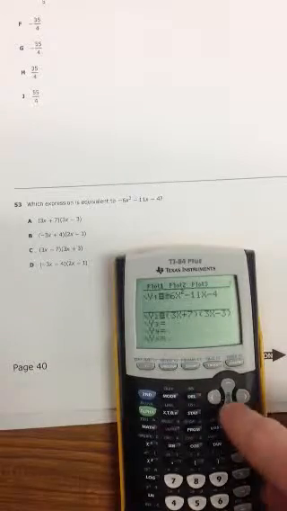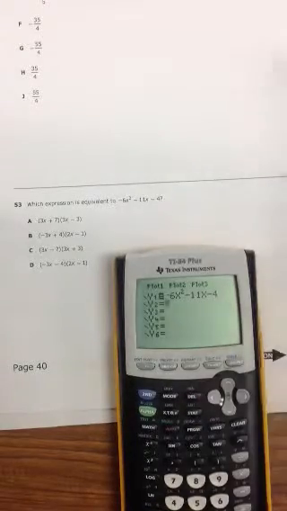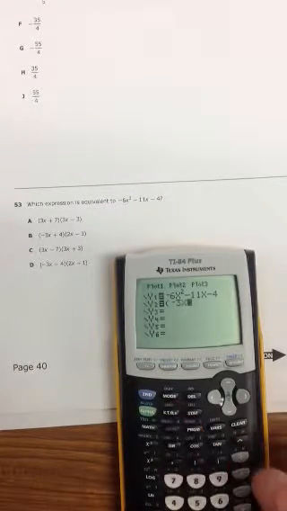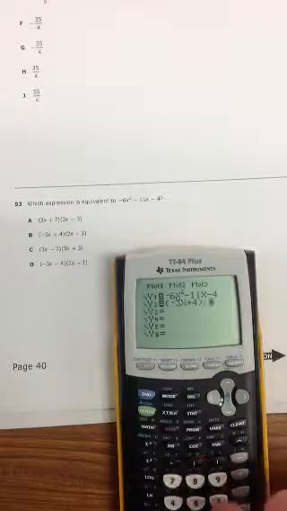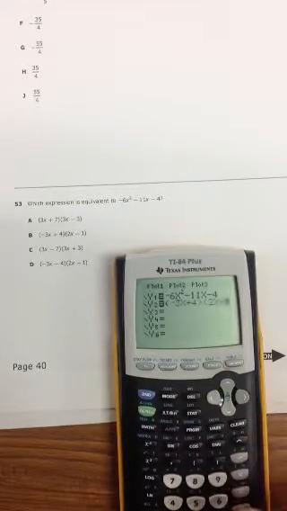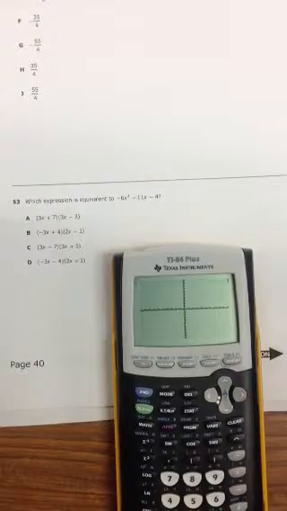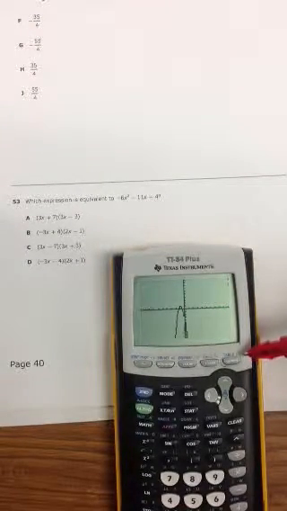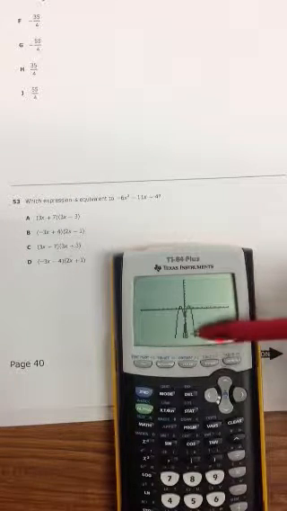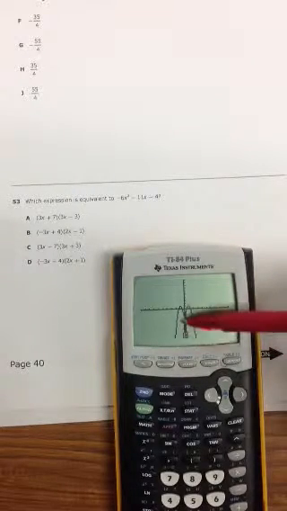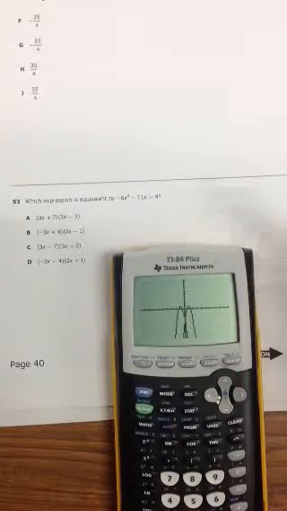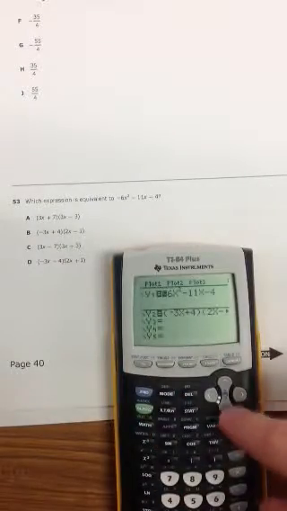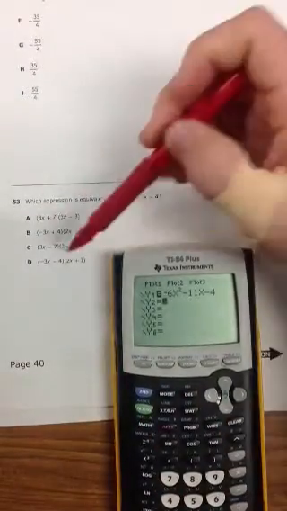Go back to y equals, go ahead and clear out that one, and let's put in answer choice B, parentheses, negative 3x plus 4, close parentheses, parentheses 2x minus 1, and then look at your graph. So there's our first one, and there's our second one. So it should be the exact same, and you can see this is shifted over to the right, so that would be incorrect. Close, but not right.